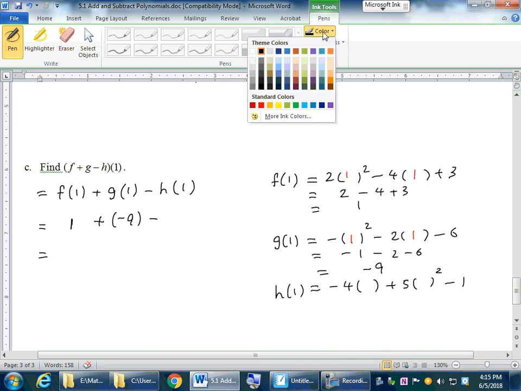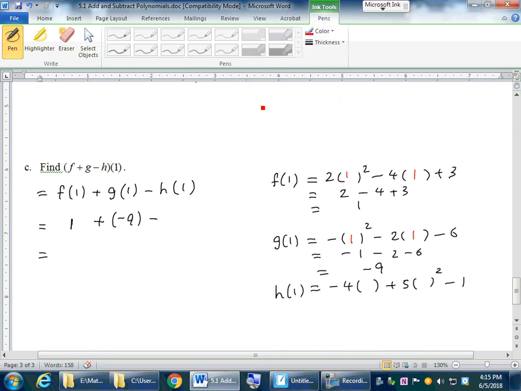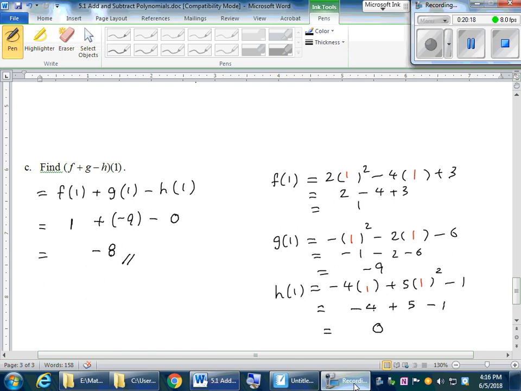now lastly, h function. So substituting 1, the input 1 into h. So this gives us negative 4 plus 5 minus 1, which is equal to 0. So I have 1 plus negative 9, that will be negative 8 is my final answer, and this concludes the section.